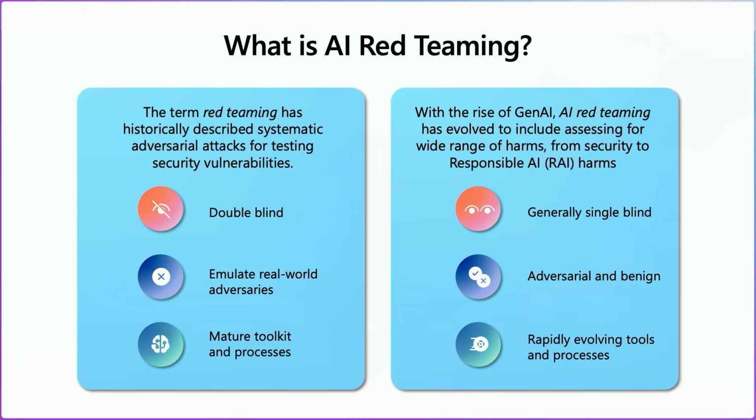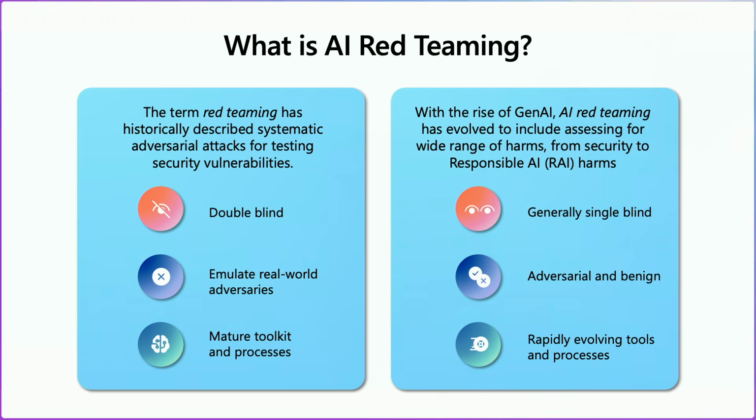So before we get started, we wanted to define what AI red teaming is. If you come from a traditional security background, this is going to mean something different than you're used to. The term red teaming historically describes a double-blind process where you're trying to evade detection and go low and slow and see how far you can get in a system. You're emulating real-world, very advanced adversaries like nation-states, and you have mature toolkits and processes.